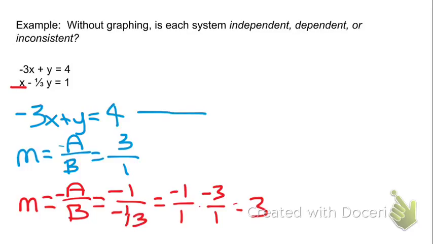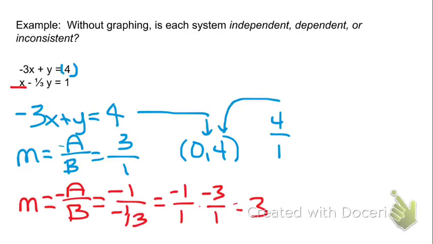For -3x plus y equals 4, if I let x equal 0, that means y equals 4. And again, the easy way I found that is I just simply take 4 divided by the coefficient, the constant value divided by the coefficient of y. Same thing for the second equation. We'll take the constant and we'll divide it by the coefficient of y. So 1 divided by -1/3.